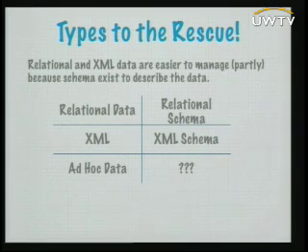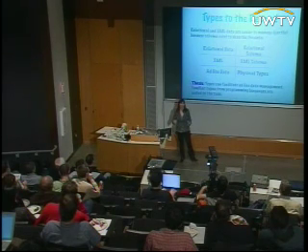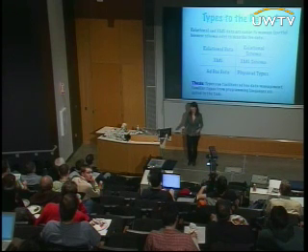Is there a corresponding notion that we might be able to use for ad hoc data? And the answer, this is what I'm going to talk about today, is yes. You can have a notion of what I call physical types. The thesis is that physical types can facilitate dealing with ad hoc data in the same way that DTDs, XML schema, or relational schema facilitate dealing with data in XML or relational form. Furthermore, the types that we know and love from programming language theory are perfectly suited to this task.